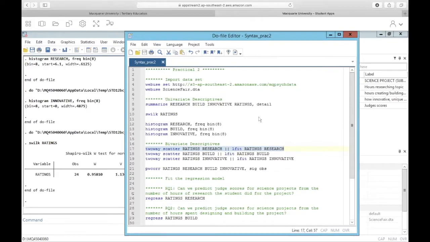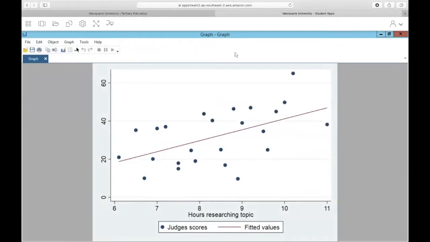All right, so let's take a look at the scatter plot for ratings and hours spent researching. First thing to look for is direction. We can see that as hours spent researching the topic increased, so did the overall judges' score. So that would suggest a positive relationship. We can also see that our data points do cluster relatively closely to the line of best fit, so that would probably be a moderate relationship. And there doesn't appear to be any outliers or systemic gaps.